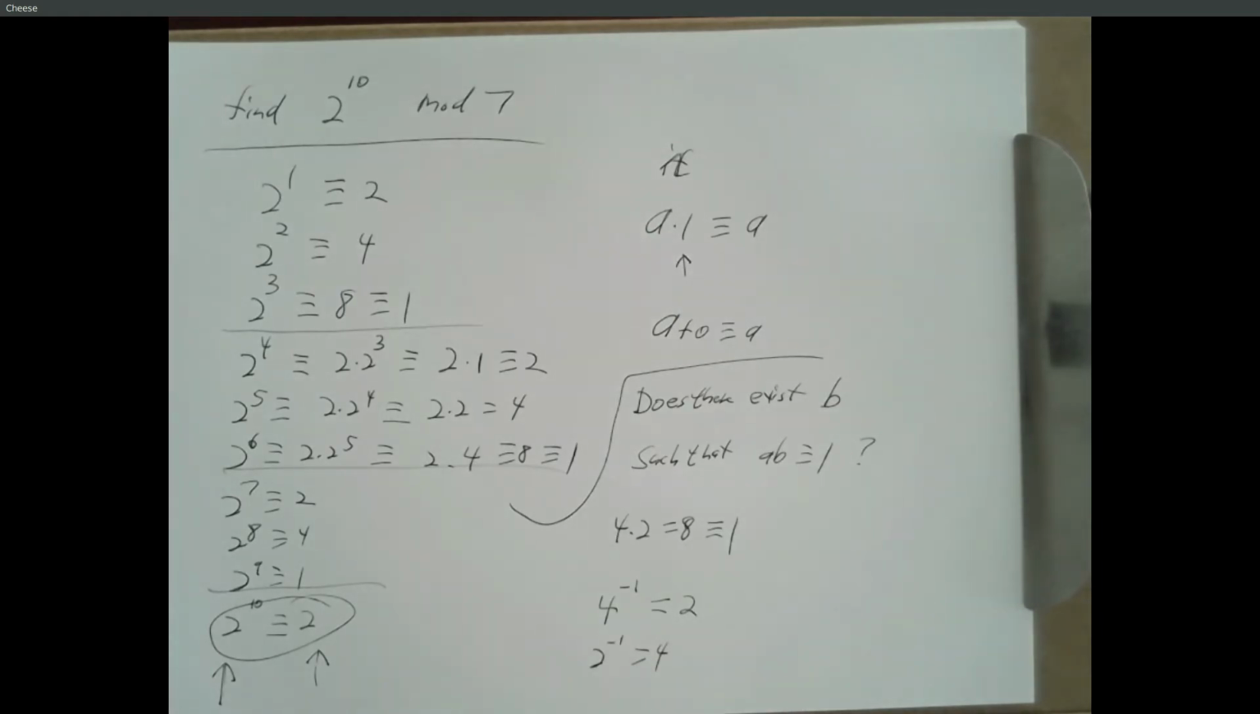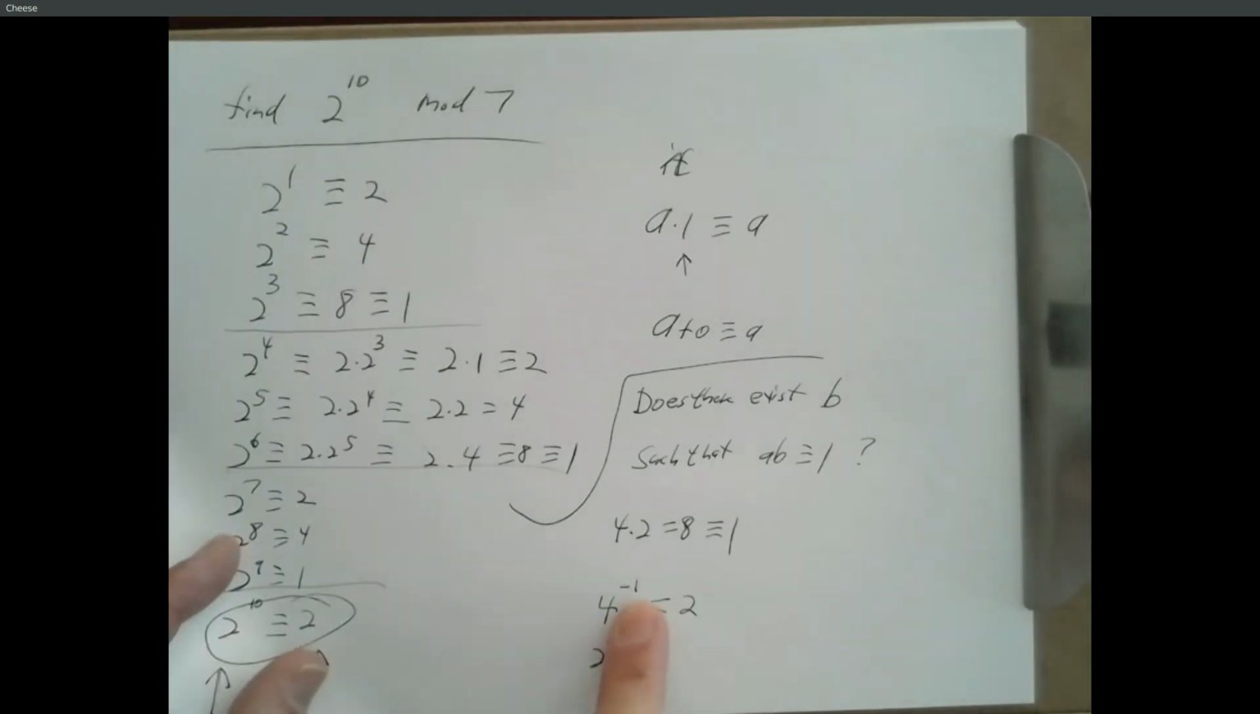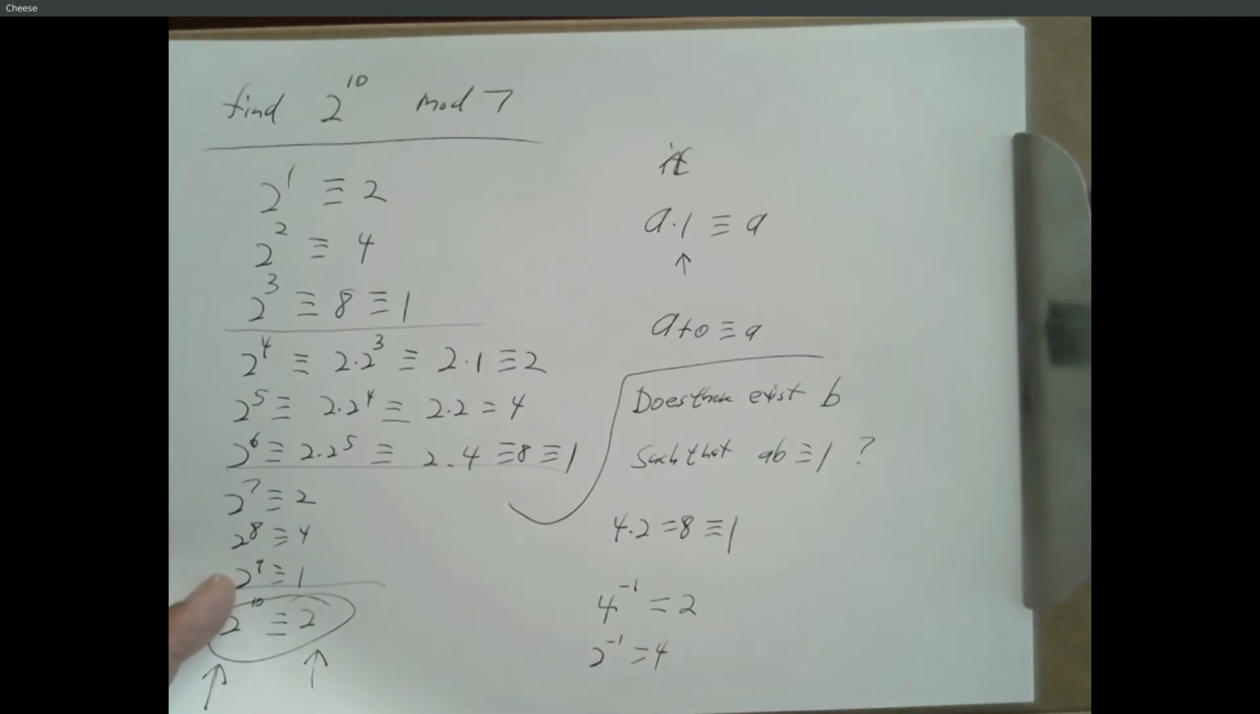But 1/2 is not an integer, right? So the only things we have over here are integers between 0 and 6. But there is an integer between 0 and 6 that, when we multiply by 4, is congruent to 1. So that's why 2 is an inverse of 4. It's kind of like 1/4 is equal to 2. And the 4 to the minus 1, we think of that in school as 1 over 4, but we don't do that here.